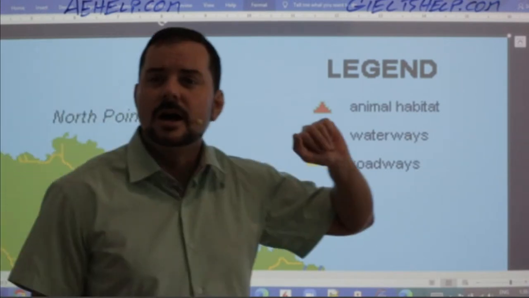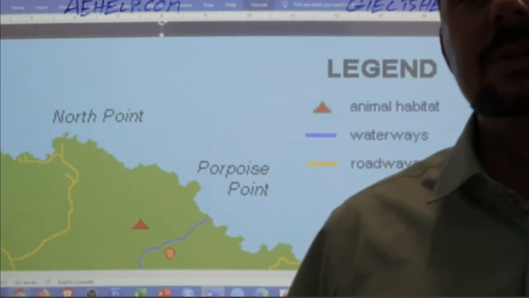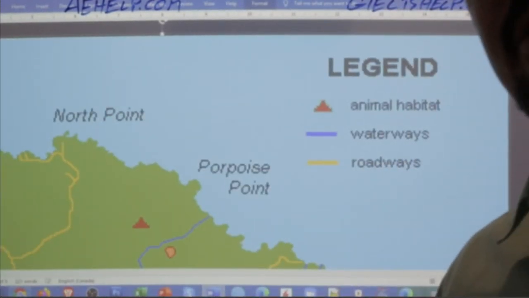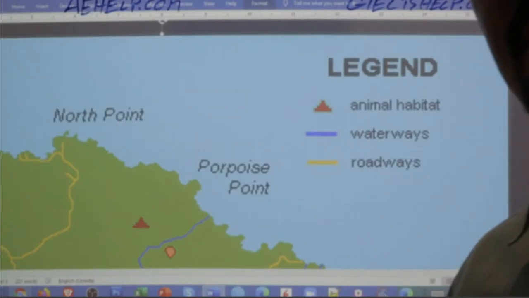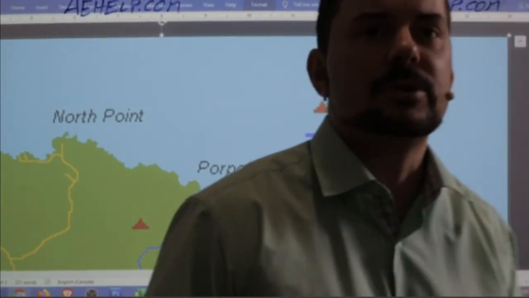Abhishek's saying, can you make it a little bit darker? Okay, I'll make it a tiny touch darker here. Let's see. Okay, how about that? Let's see if that works out okay.